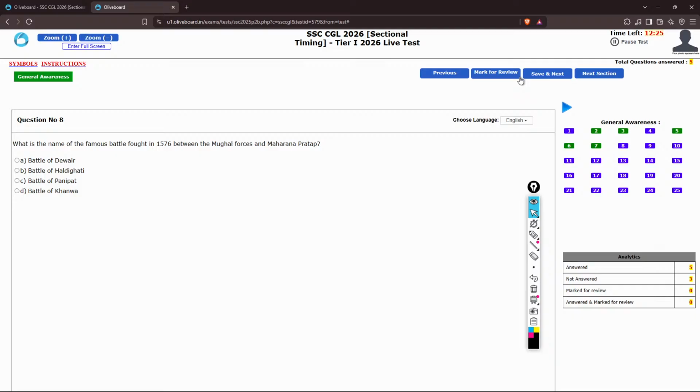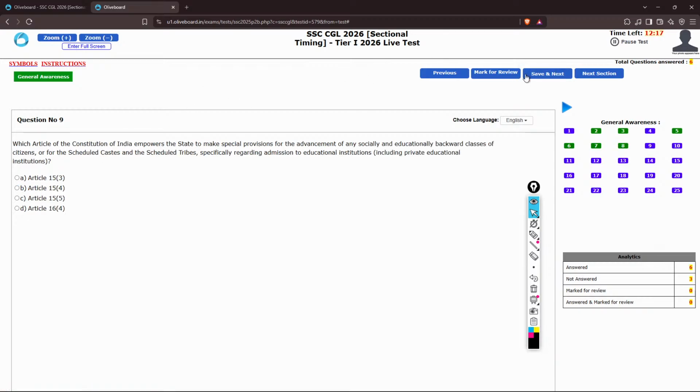Which is the name of the famous battle fought in 1576, Mughal and Rana Pratap, Battle of Haldighati? Which article of the Constitution empowers state to make special provision for advancement? Okay, for backward classes, right? So 15 for sure, either 3 or 4. I think 4 is for women. So I'll go with 3.